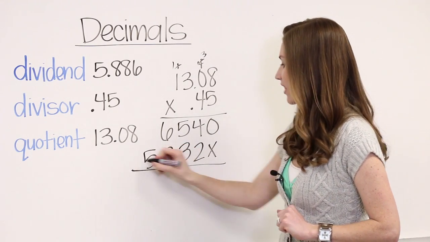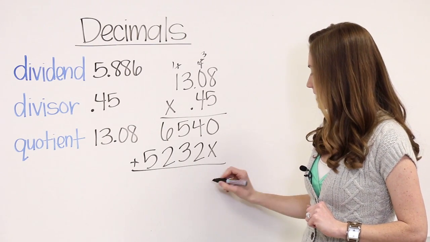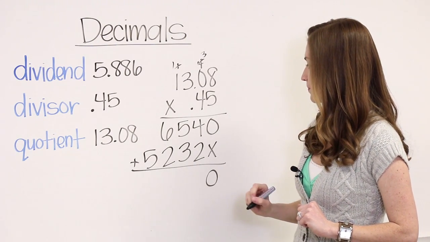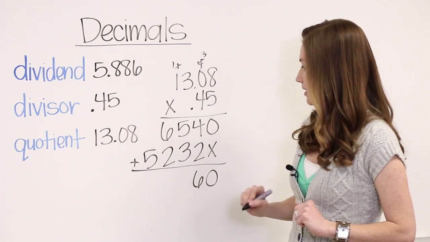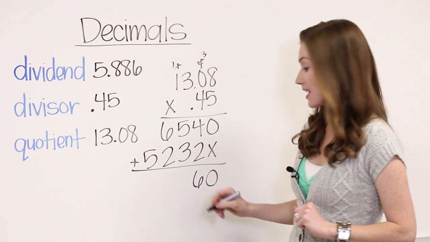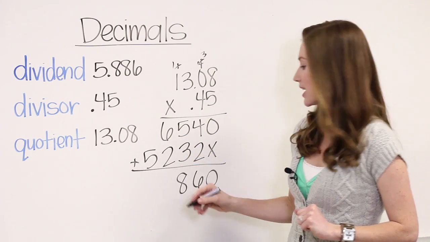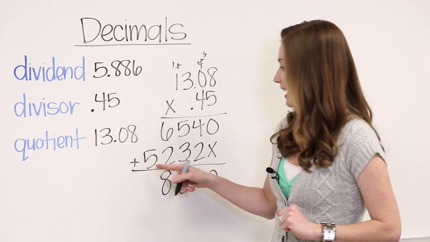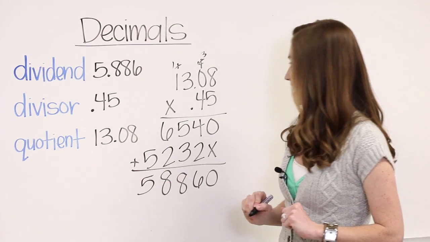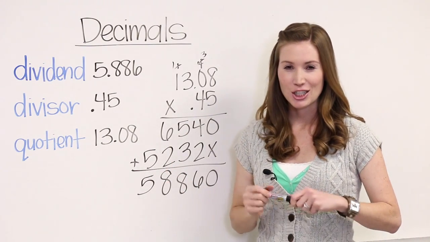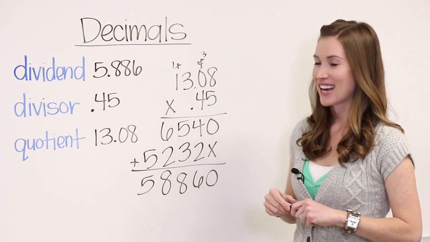Now let's add these together to get our final product. 0 plus nothing is 0. 4 plus 2 is 6. 5 plus 3 is 8. 6 plus 2 is 8. And 5 plus nothing is 5. Now what's the last thing we need to do? If you said account for the decimal, that's correct.